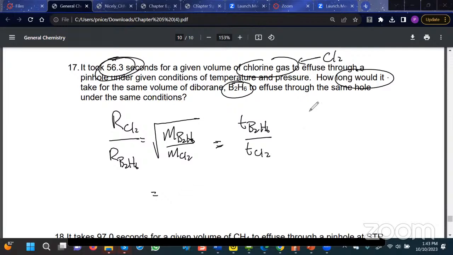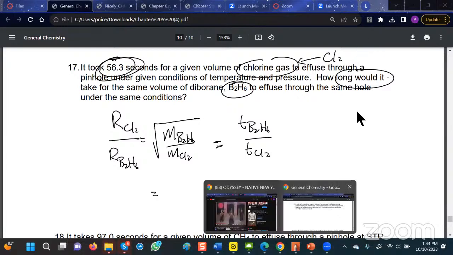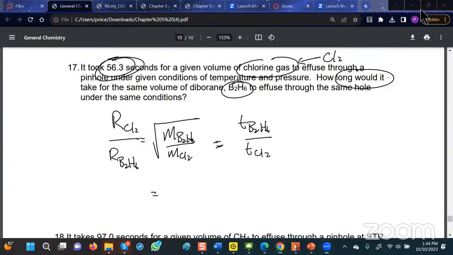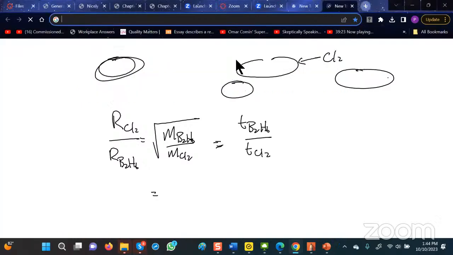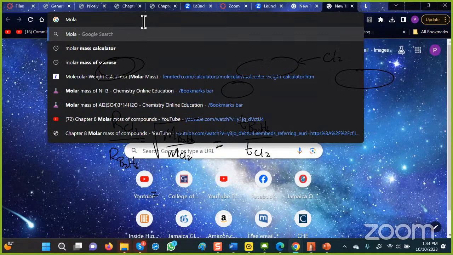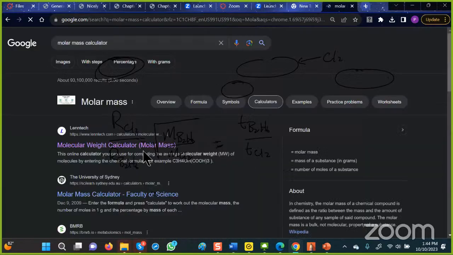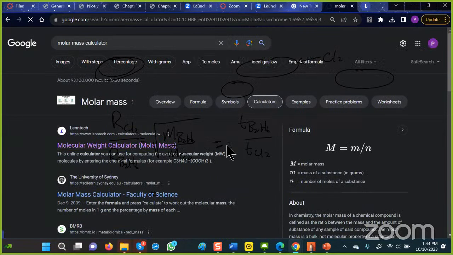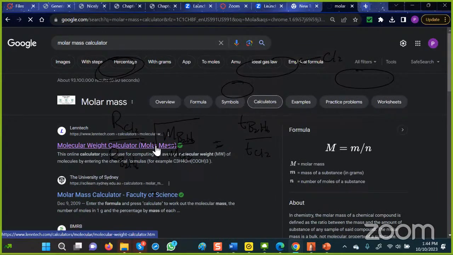Okay, so let's see if we can do this quickly. You know what, I'm going to cheat. In the interest of time, I'm going to use my molar mass calculator.